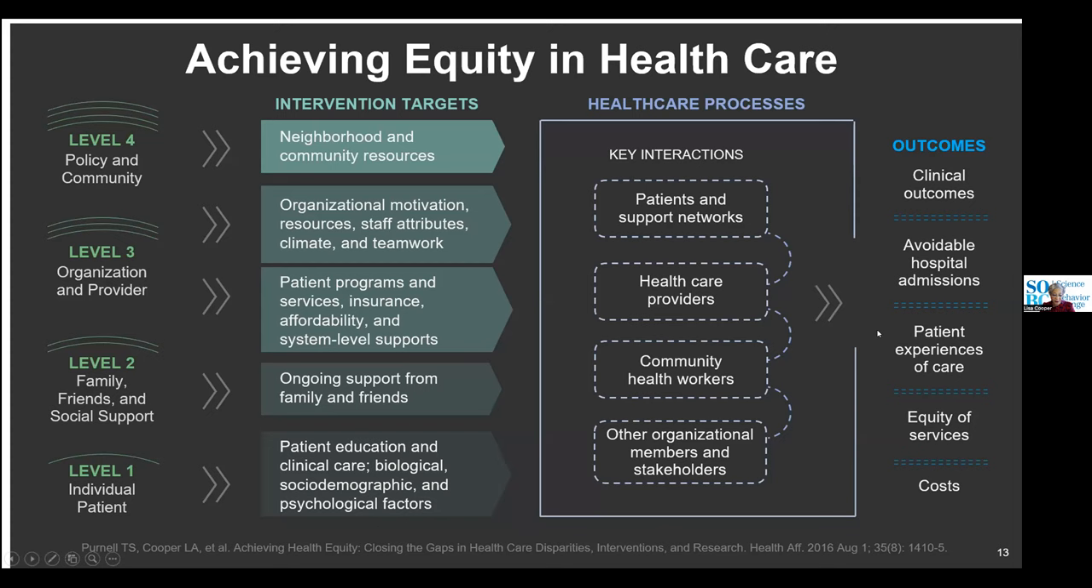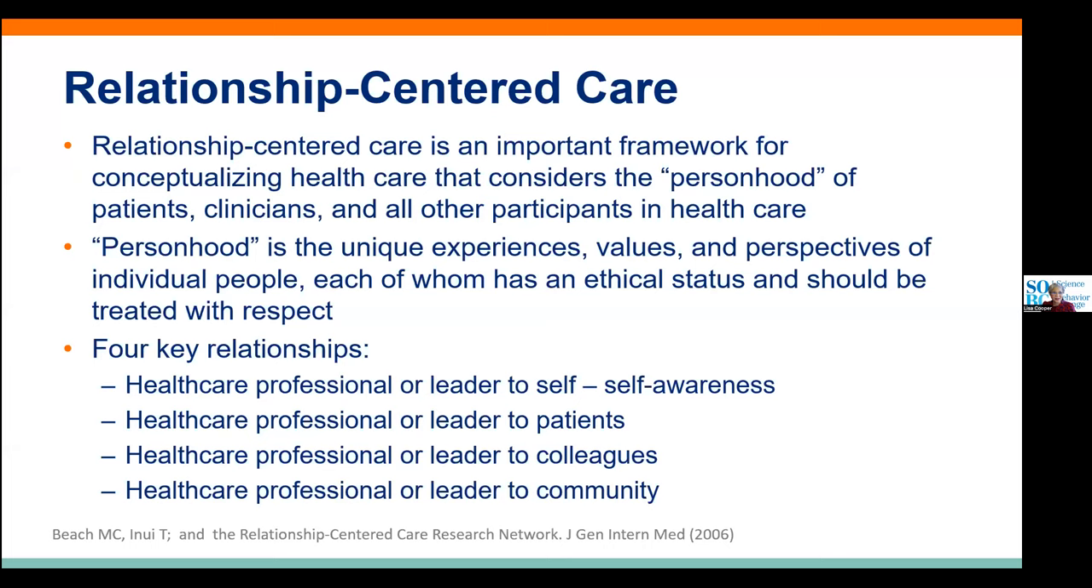So clearly, if we want to intervene on relationships, we need to think about the fact that we could intervene on any one of these levels. But if we only intervene on one of them, there might be other factors going on at other levels that could be influencing the success of our intervention approach. So we're going to go on to talk about what some of the relationship-centered approaches might be to address health disparities. So what is relationship-centeredness or relationship-centered care?